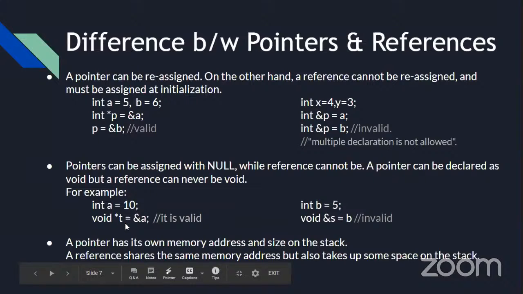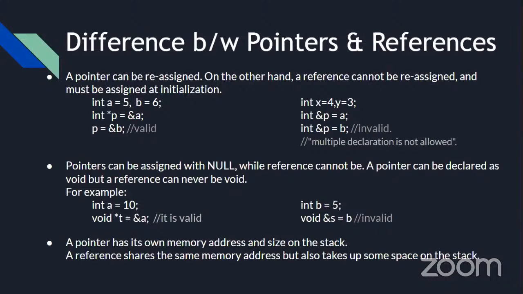This void declaration is valid in the case of pointers, but void declaration is not valid in the case of reference variables. Coming to the next point, this is one of the major important differences. A pointer has its own memory address and a size on the stack. But in the case of a reference, it shares the memory address, but also takes up some space in the stack. It shares this because it is referring to the same variable, right? It is more like an alias. That's why it shares the memory address with the variable it is referring to.